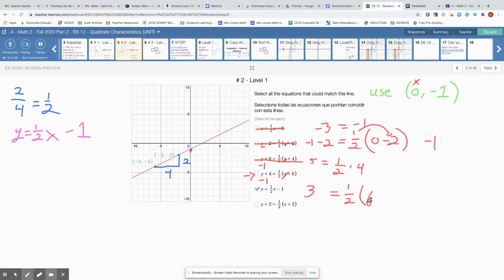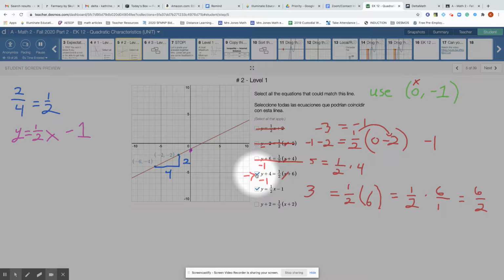Whether you know what 1/2 times 6 is, you do know what 6 divided by 2 is. Because this is 1/2 times 6 over 1. Multiply across. 6 times 1 is 6. 2 times 1, so you get 6 over 2, which is 3. So we have a winner.